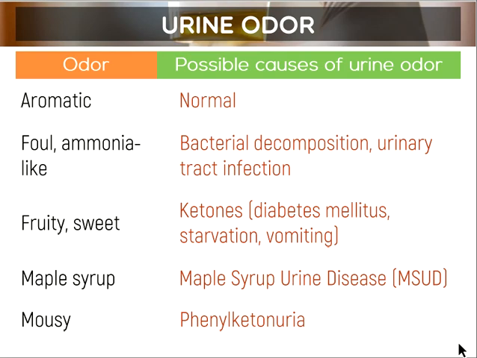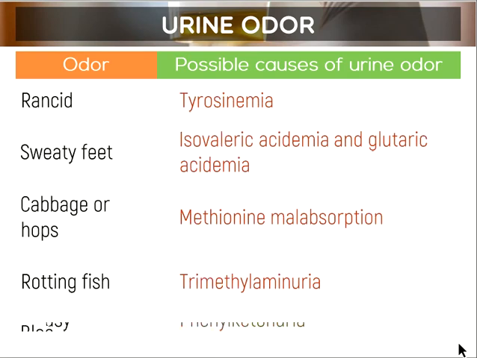And then we have maple syrup odor, or MSUD. In newborn screening, we have mousy, phenylketonuria; rancid, tyrosinemia; sweaty feet, isovaleric acidemia and glutaric acidemia; cabbage or hops, methionine malabsorption; rotting fish, which can be due to trimethylaminuria; and bleach, which can be due to contamination.